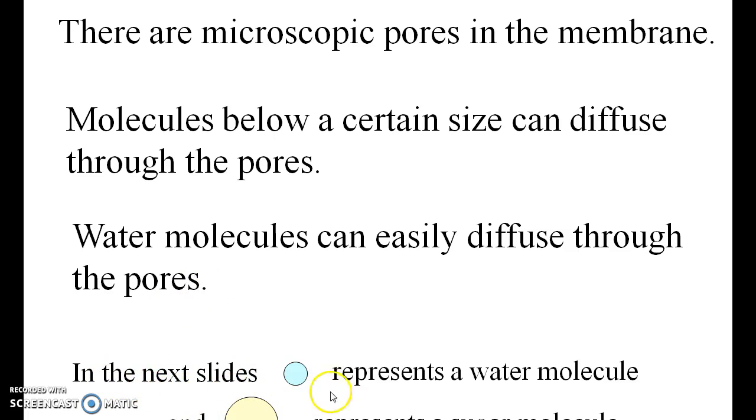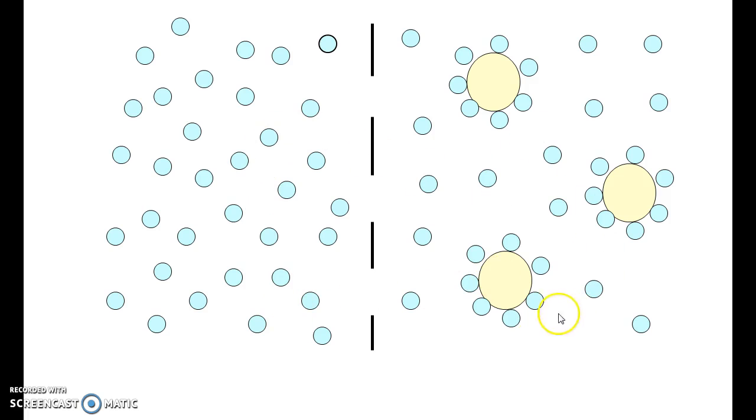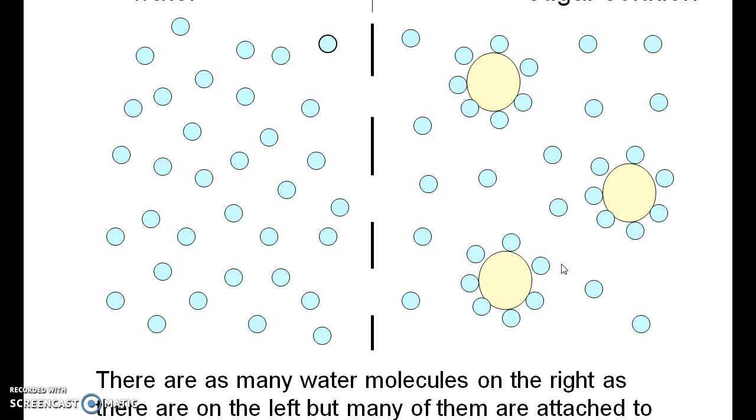In the next slide, the color represents water molecules and sugar molecules. This is the membrane. These are the water molecules. These are the sugar molecules. There are as many water molecules on the right side as there are on the left, but many of them are attached to the sugar molecules and they are not free to move.